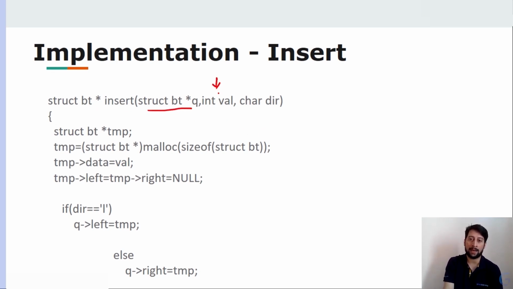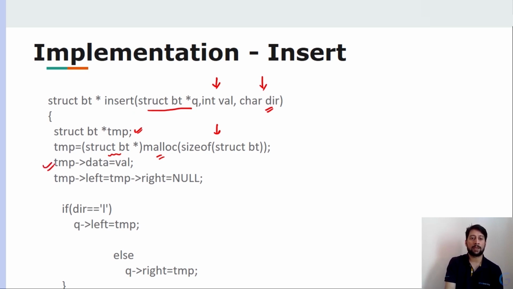We are passing in the value and the direction. Do you want it to be on the left side, or on the right side? So this direction is over here. Now we have created a temporary structure over here, that is tmp, and then we are allocating memory with the help of the malloc function, calculating the size with the help of the sizeof operator, and finally typecasting it to the structure, that is pt.